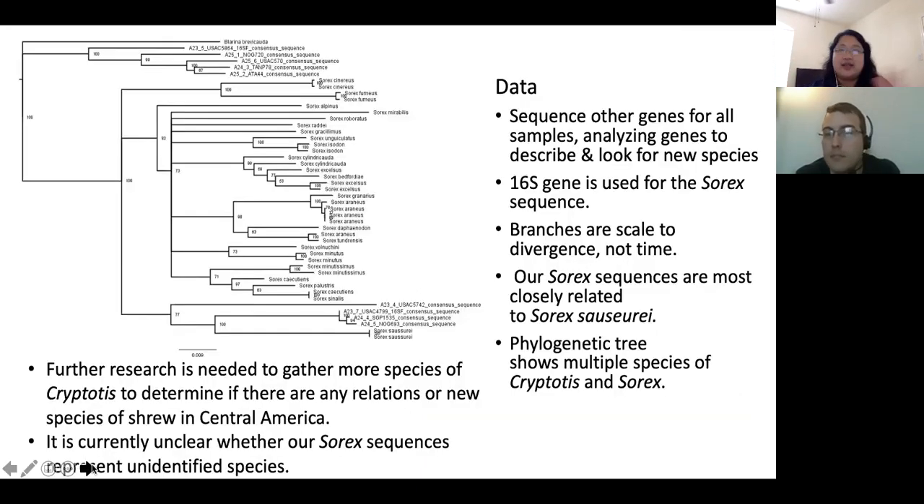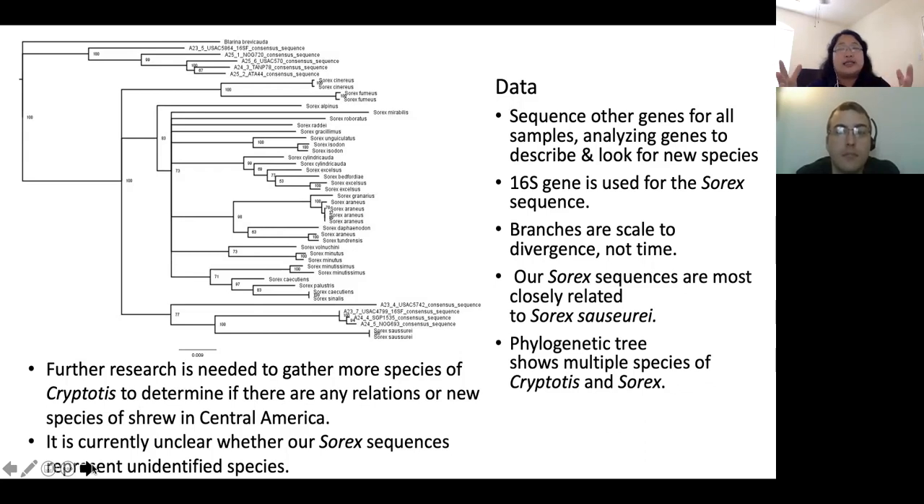And for this slide, this figure represents a phylogeny that is based on the 16S gene of the Sorex sequence. At the top is the Blarina brevicauda, which was taken from GenBank. GenBank is basically a database where scientists can freely upload DNA sequences and they are made publicly available.